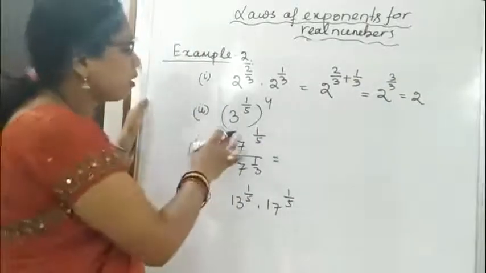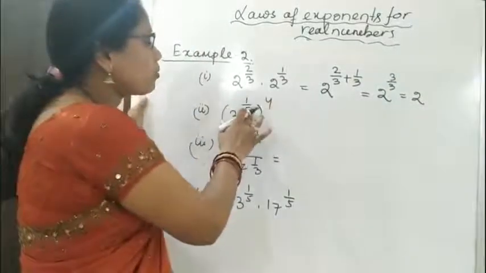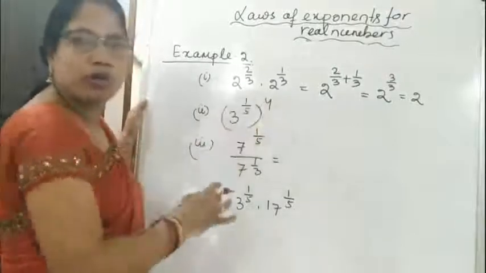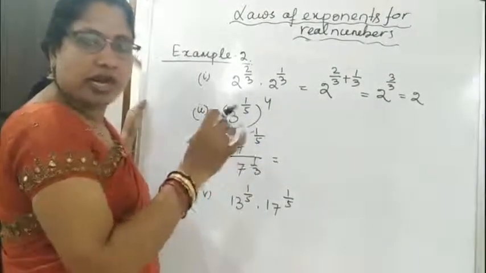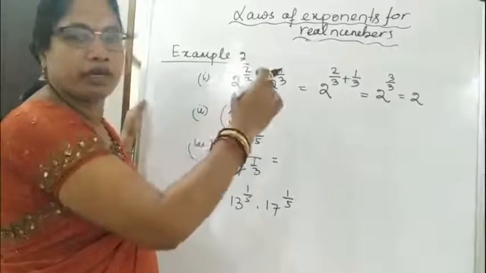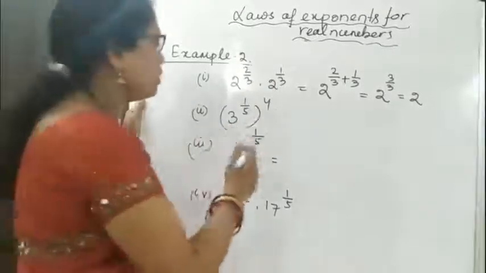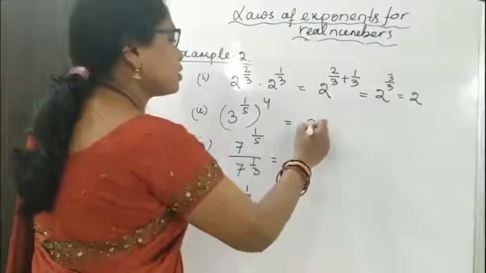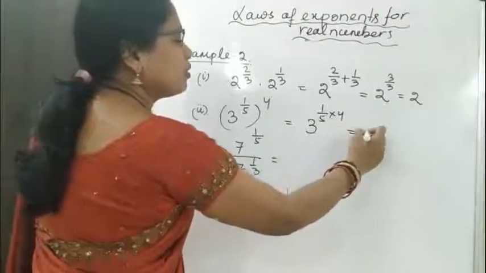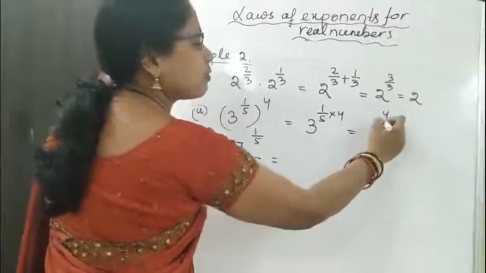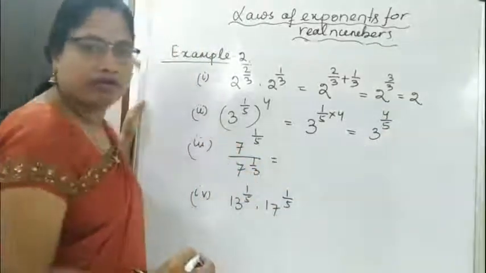The second one: 3 to the power 1 by 5, whole to the power 4. We will apply the law a to the power p, whole to the power q, is equal to a to the power pq. So this is equal to 3 to the power 1 by 5 multiplied with 4, which is 3 to the power 4 by 5.